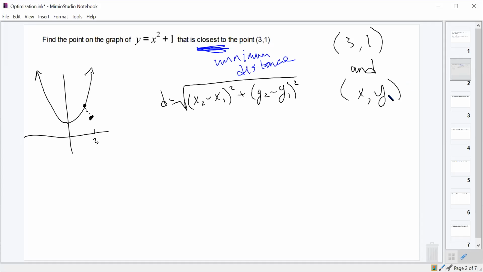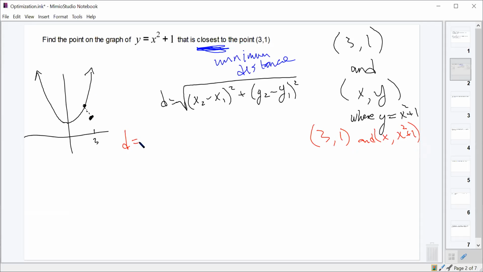I mean, isn't that what we're looking at? (3, 1) and some ordered pair x comma y, where y is equal to what? It's like f of x, so x squared plus 1. You don't need to call it x1, we'll just call it x. So our two points are (3, 1) and (x, x squared plus 1). It's just an x, y where that y value has to be on this parabola.